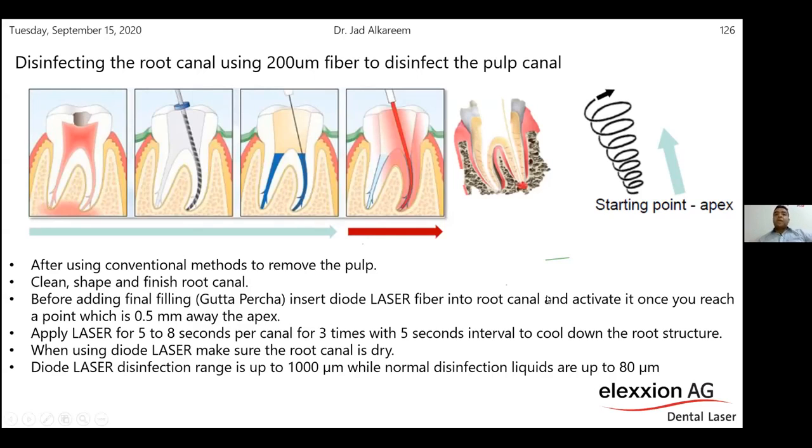So make sure that the canal is always dry or almost dry when you are using diode laser. But if you are using erbium YAG or Nd:YAG or CO2 in the root canal, it doesn't matter if the canal is wet or not, because you will still have high absorption when using erbium YAG or CO2 or erbium chromium. So with the diode laser, you make sure that the root canal is dry, but with the CO2 and other hard tissue lasers, it will not matter if the canal is dry or not.